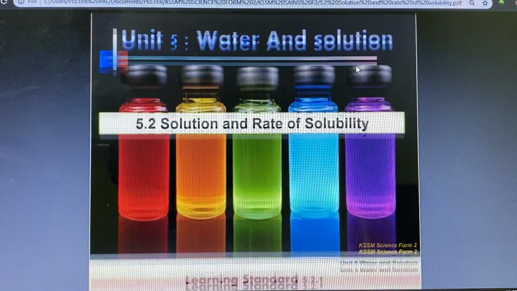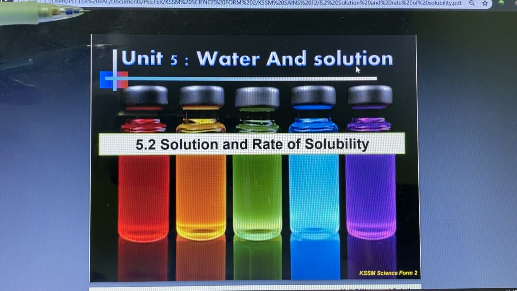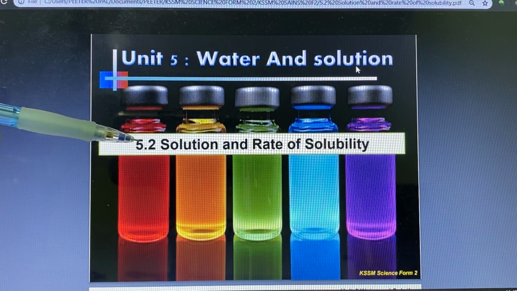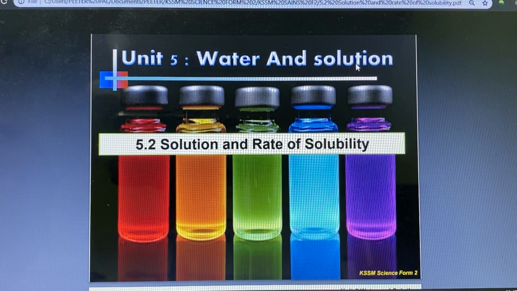Hi students, today we're going to continue with chapter 5, water and solution, and the subtopic is 5.2 solution and rate of solubility. I hope all of you are fine and safe at home.